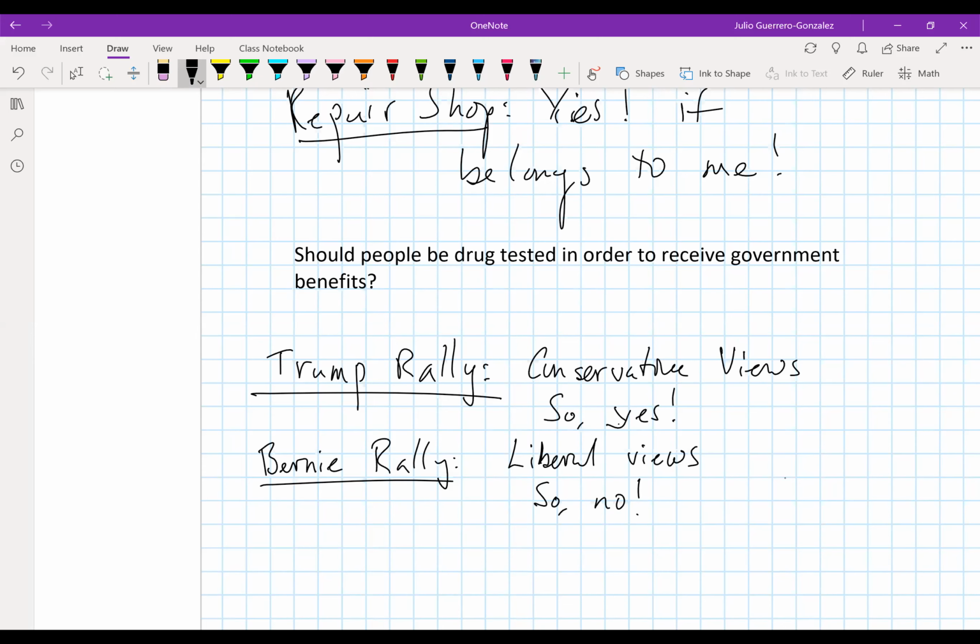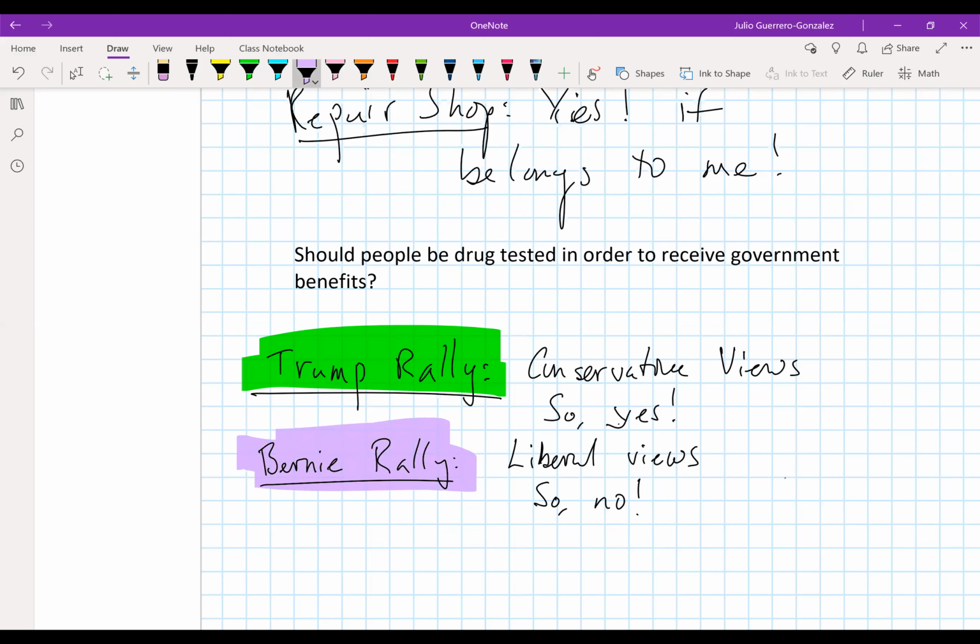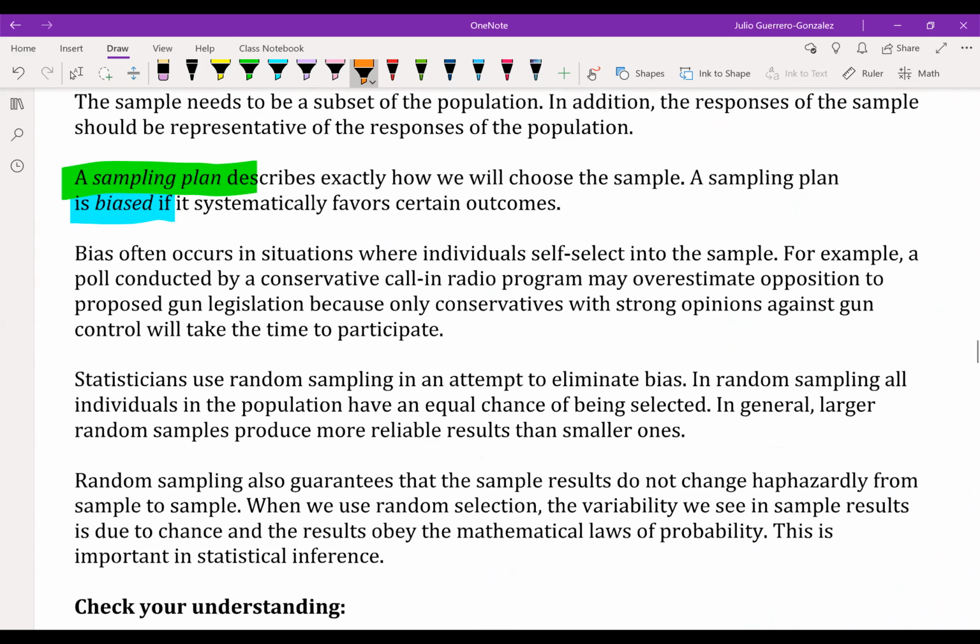You guys see that? If our sampling plan includes specifically asking this at a Trump rally, we are going to bias our results. Likewise, if we ask this same question at a Bernie rally, we're going to get biased results. So the best remedy for both of these is you have to go ask both places about equally. That'll unbias your results. That's the point behind a bias: it systematically favors certain outcomes over another because of the system that you put in place.